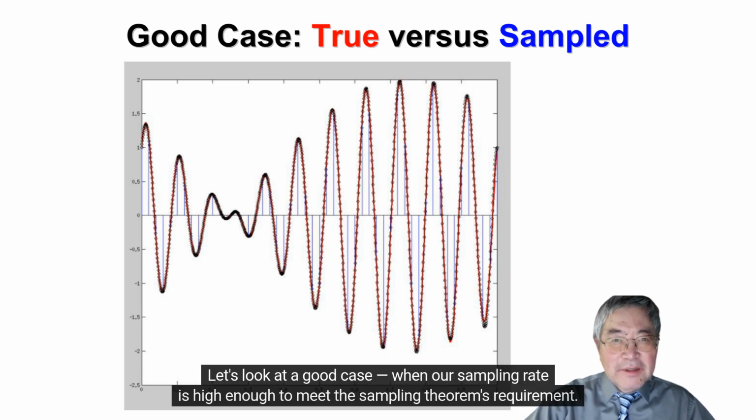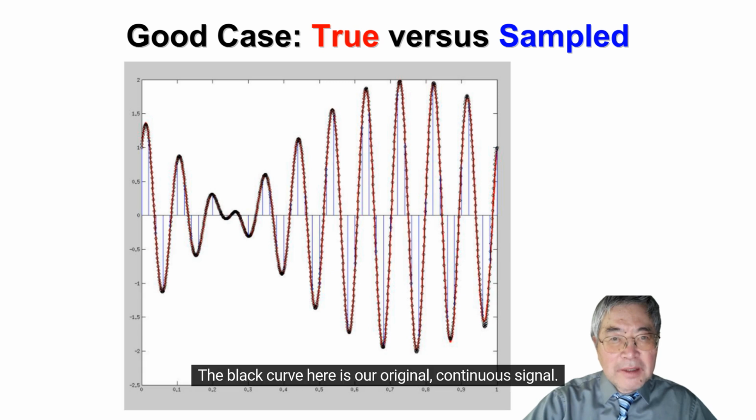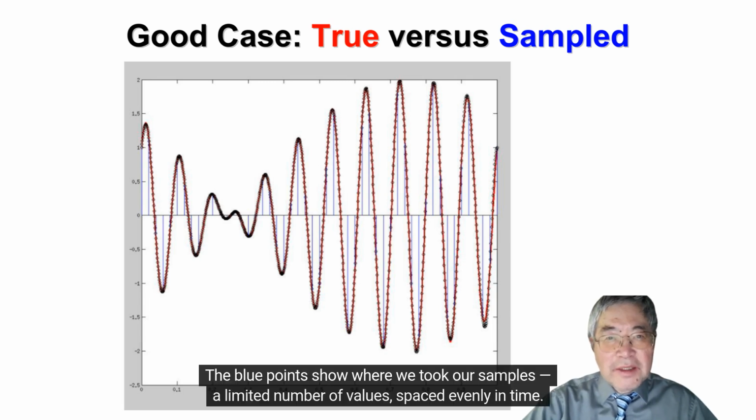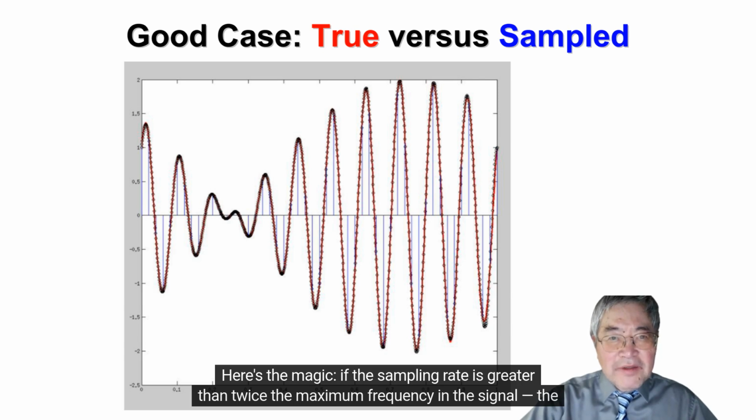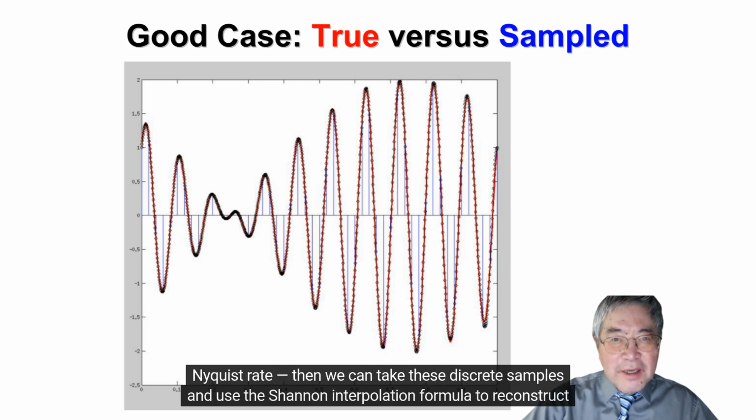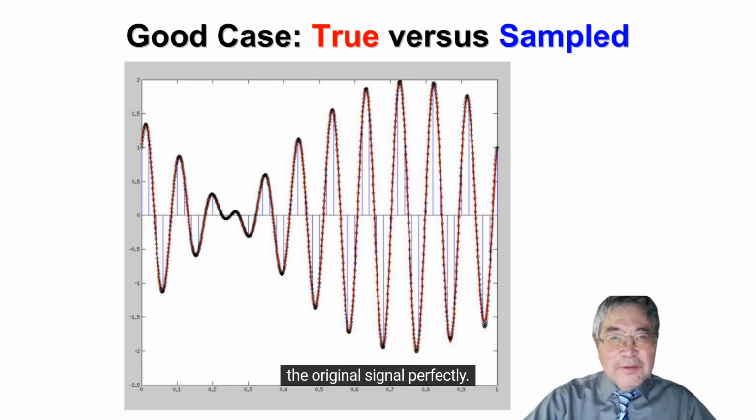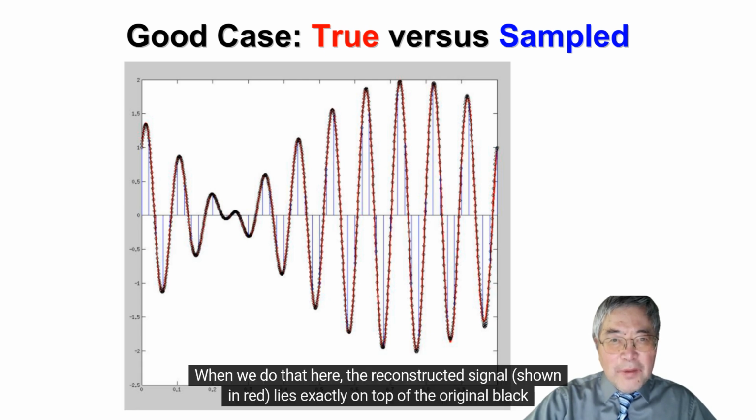Let's look at a good case, when our sampling rate is high enough to meet the sampling theorem's requirement. The black curve here is our original continuous signal. Think of it as the true signal. The blue points show where we took our samples, a limited number of values spaced evenly in time. Here's the magic: if the sampling rate is greater than twice the maximum frequency in the signal, the Nyquist rate, then we can take these discrete samples and use the Shannon interpolation formula to reconstruct the original signal perfectly. When we do that here, the reconstructed signal shown in red lies exactly on top of the original black curve.